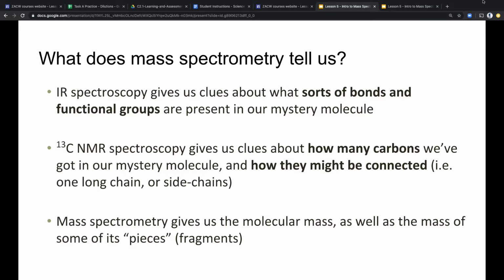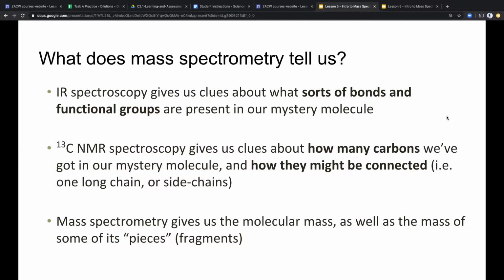So we watched that introductory video about mass spectrometry. So what does mass spectrometry tell us? We know it's the third and final technique in our toolkit for determining the structure of a molecule. IR tells us functional groups and types of bonds present. And C13 NMR tells us how many carbon environments we've got and how those carbons might be connected. And today, mass spectrometry will tell us the molecular mass. If we look at that parent ion, that'll tell us the mass of the molecule.